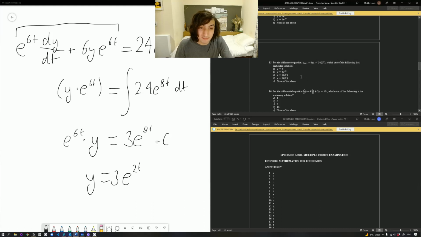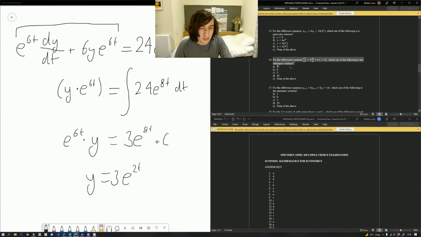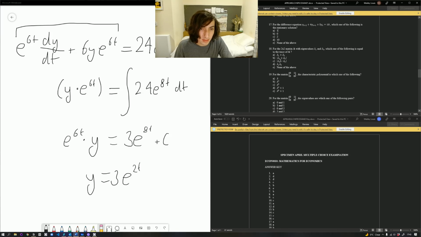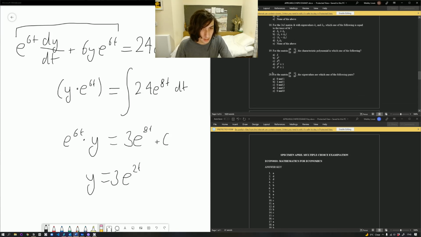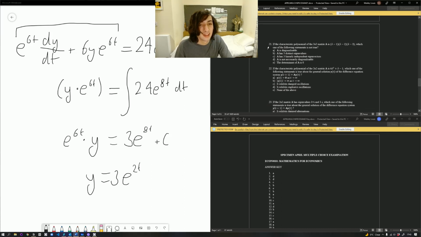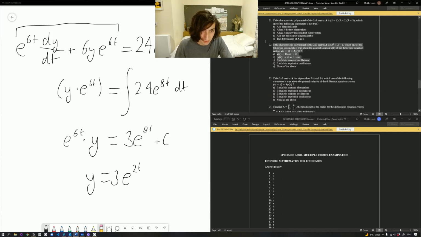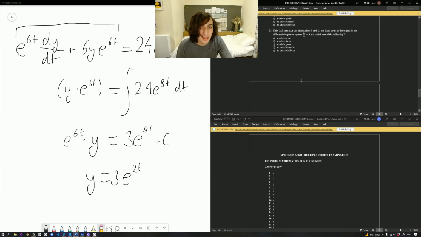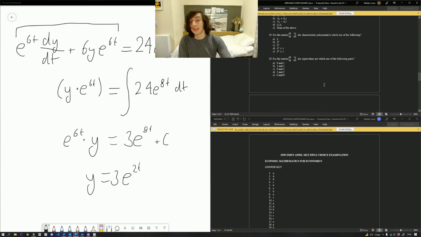15 we haven't done yet, so don't worry about it. 16 is a second-order homogeneous differential equation, which we have not done yet. This is a further difference equation, again we haven't done yet. Eigenvalues we haven't done. Characteristic polynomial we haven't done. Complex eigenvalues. Again, you have a fixed point at the origin for a differential equation system, and we haven't done stable nodes and stuff like that. And eigenvalues again. So that's the end of it then.